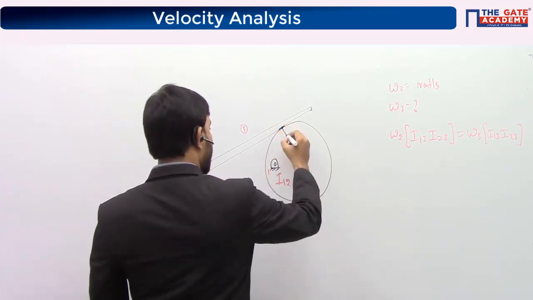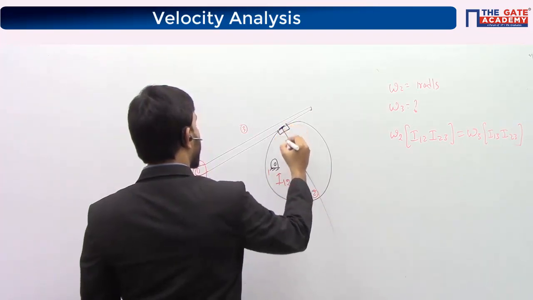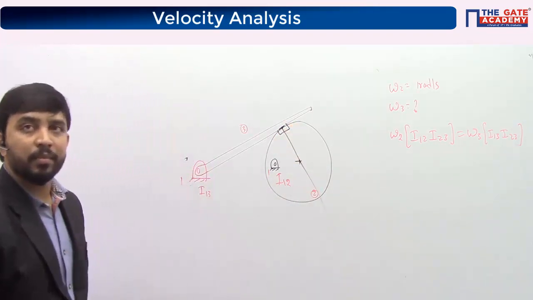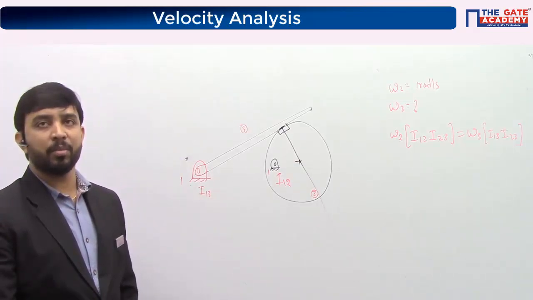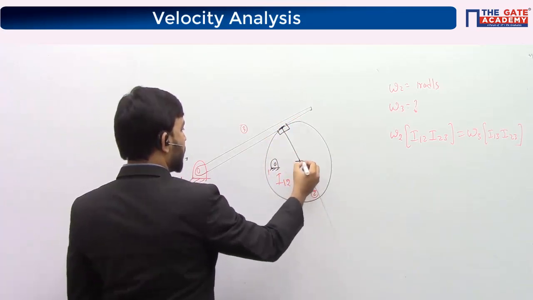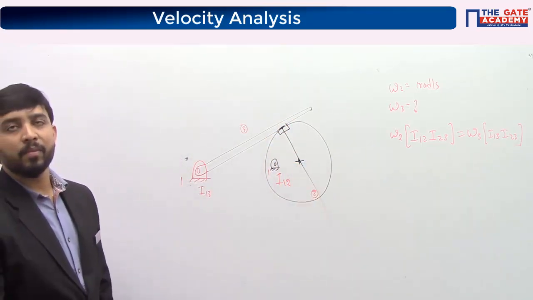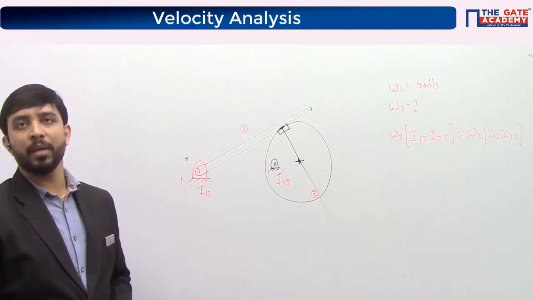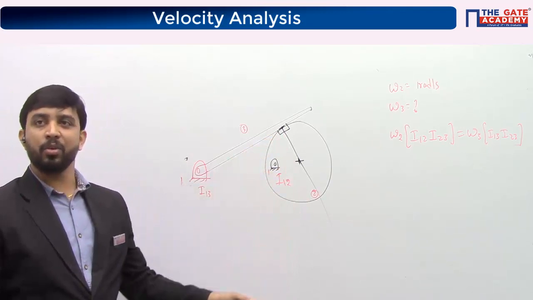For a general higher pair, we have seen the instantaneous center of rotation lies somewhere along the common normal. So this is tangent to this circular path, so this is the normal, so it passes through the center, okay? The I center lies somewhere along the common normal, but where exactly, we don't know.